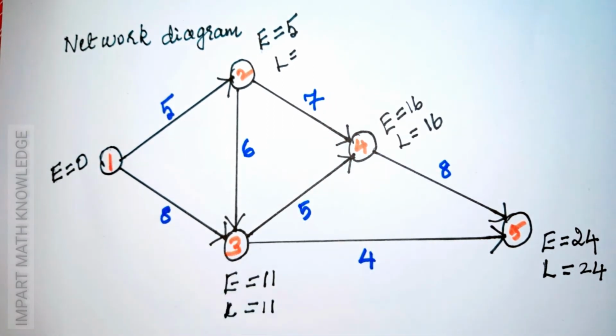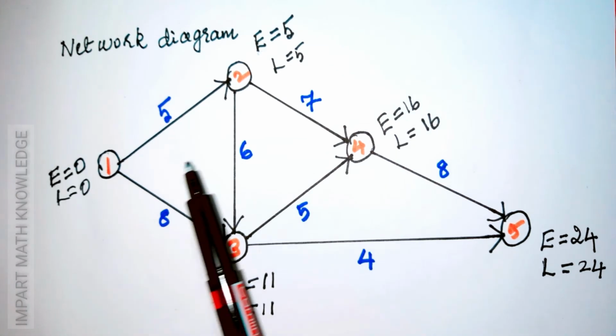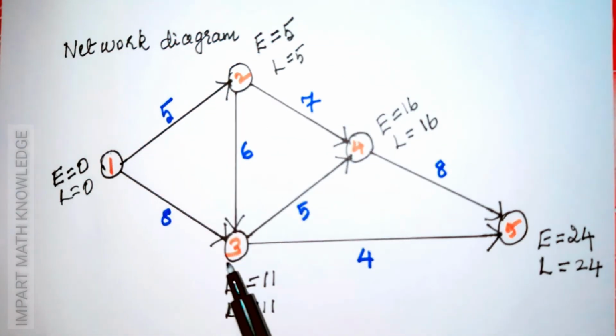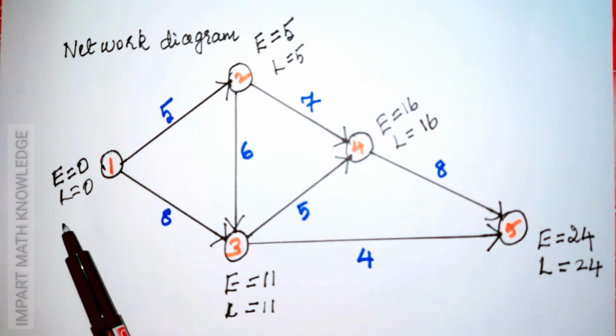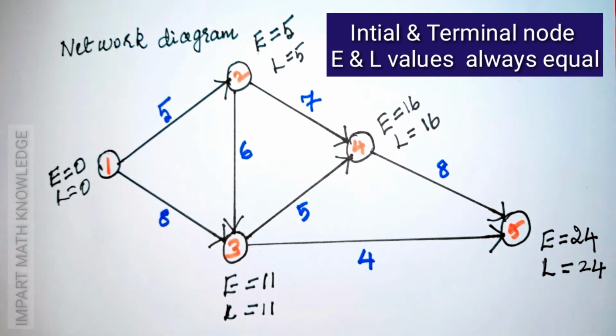From node 3, 11 minus 6 is equal to 5. From these two, the minimum value is 5. So, LFT for node 2 is 5. Next, we have to find LFT for the initial node. Node 1 is coming from two nodes, one from 2 and another from 3. From 3, LFT is 11 minus 8 is equal to 3. From 2, LFT is 5 minus 5 is equal to 0. From these two, the minimum value is 0.